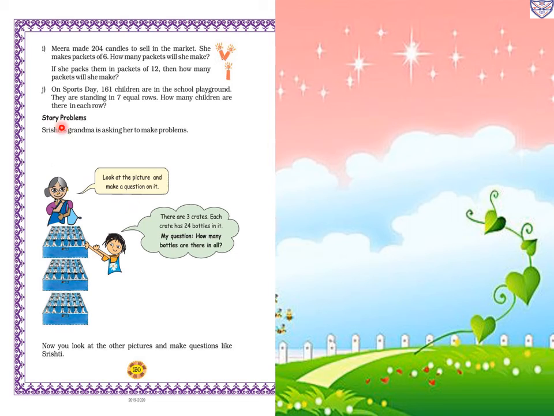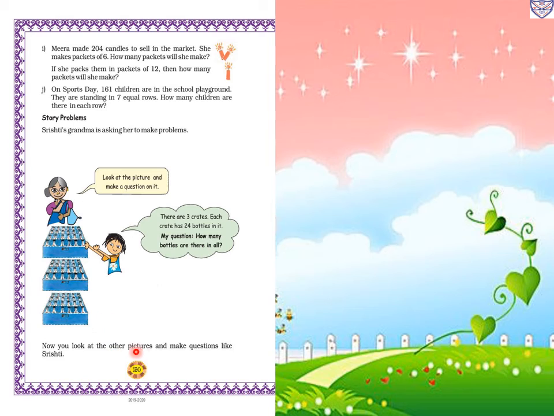Now story problems. Srishti's grandma is asking her to make problems. Now we have to make a question. Look at the picture and make a question on it. There are 3 crates. Each crate has 24 bottles in it. How many crates are there? Total 3. And in each crate, how many bottles are there? 24. So now Srishti is making a question: How many bottles are there in all?